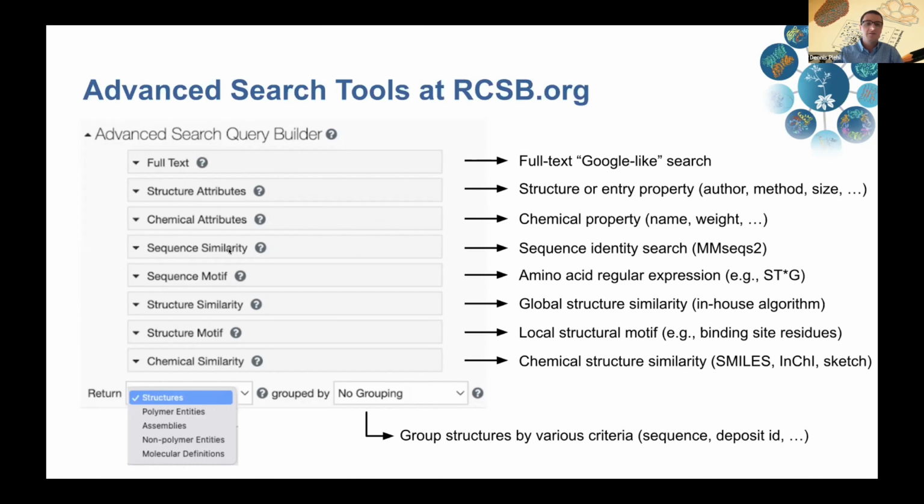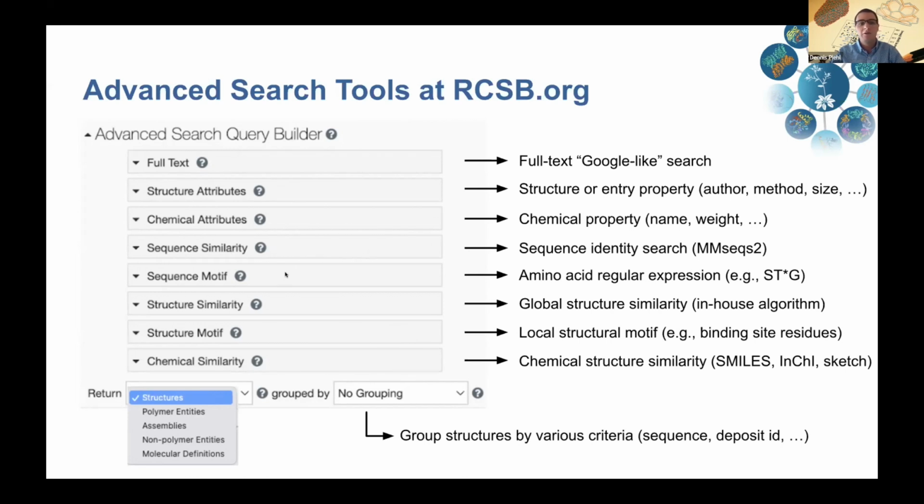Sequence similarity search, as the name implies, lets you look for structures that have sequences of a certain identity threshold to an input sequence. So you provide an input sequence and specify what cutoff you want for how close those sequences will be, and it'll return all the structures that have a similar sequence. Most of you have probably used a BLAST search at some point, but we use the MMseqs2 algorithm.